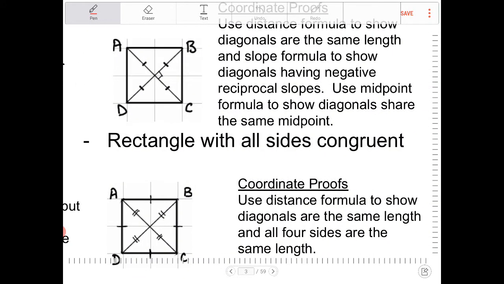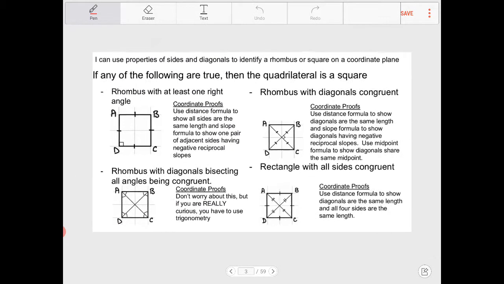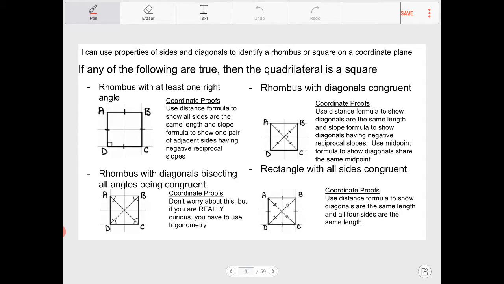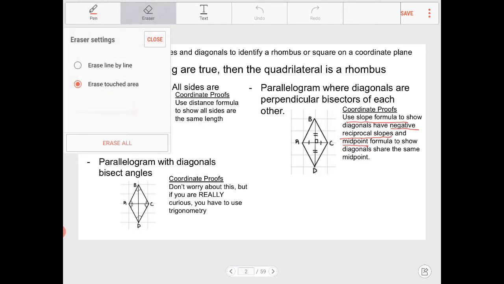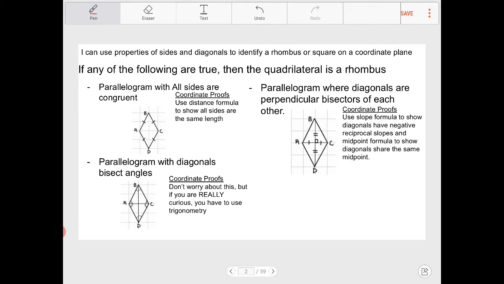And then last but not least, we need to show that we're dealing with a rectangle with sides congruent, right? So the best way to approach this is to use the distance formula to show that the diagonals are the same length, and we find the side lengths of all 4 sides having the same length as well. So I encourage you to take a close, careful look at this slide and at this slide, as these contain all the properties that we need for this lesson.